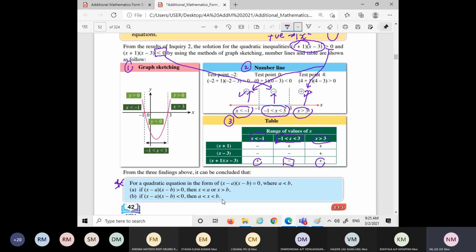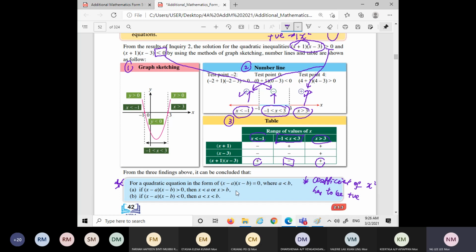But you have to be careful. This one is for when the coefficient of the x squared has to be positive. The coefficient for x squared has to be positive, meaning the shape of the graph is a smiling face. This one you must be careful. If the coefficient of the x squared is not positive, the answer will be reversed. You still can apply it.